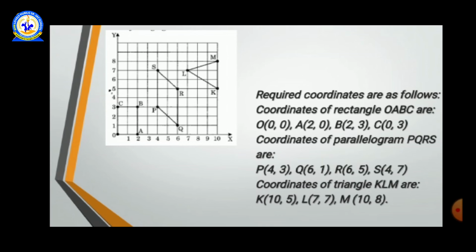Same with K, L, M, we have to write the coordinates. So K's coordinates are (10, 5), L's coordinates are (7, 7), and M's coordinates are (10, 8). So remember, when you write the coordinates, first you have to take the point from the x-axis and next one from the y-axis.